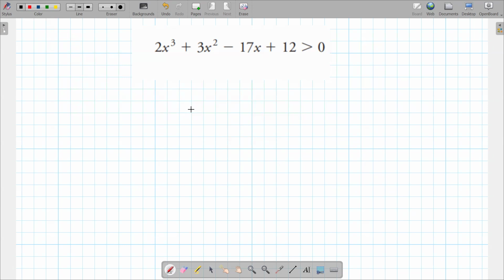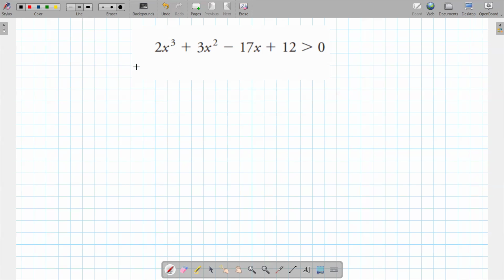What are some possible a values here? So again, you look at the y-intercept, which is 12, right? So your possible a values, the possible numbers that you check for, are going to be the factors of 12. So it's going to be 1, 2, 3, 4, 6, and 12, the plus minus versions.